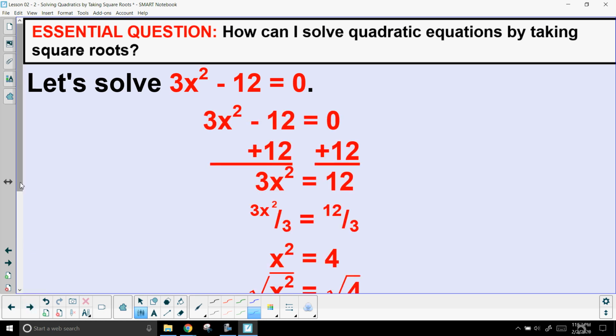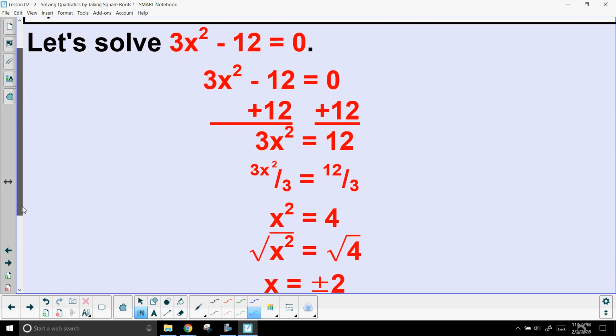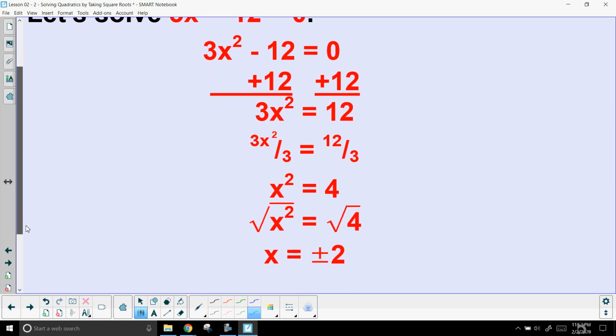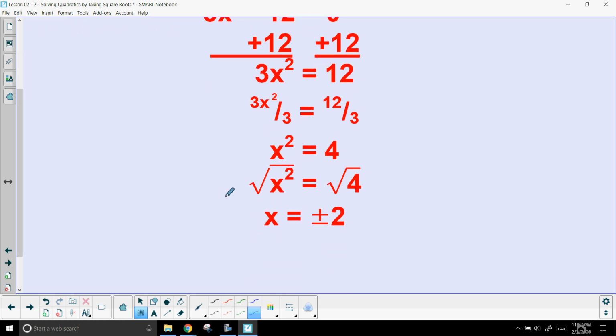Add 12, then divide by 3. You get 4. The square root of 4 is 2, so you get plus minus 2. Again, super important, plus minus. There are two answers here, a 2 and a negative 2.